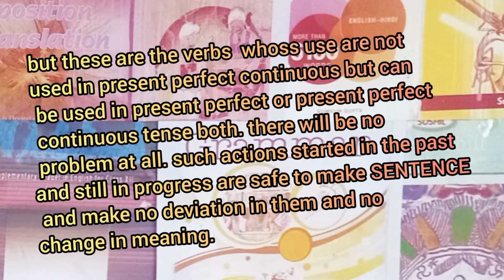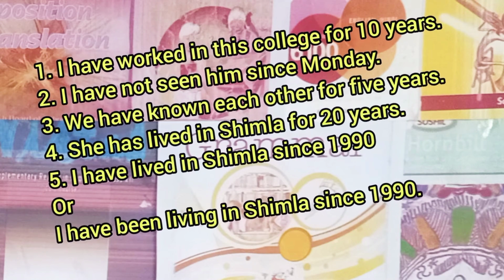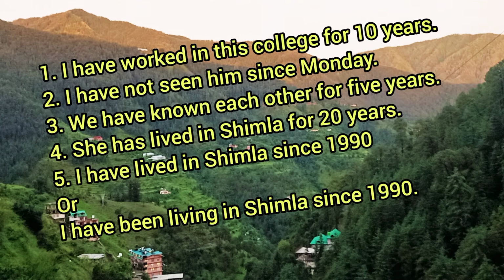See, these are examples. I have worked in this college for 10 years, still working. I have not seen him since Monday. We have known each other for 5 years. She has lived in Shimla for 20 years, means still living. These are some examples which will let you know that there is no deviation in the rule and no change in meaning.